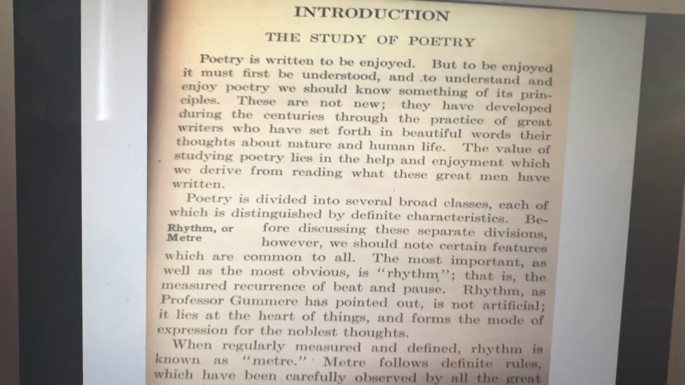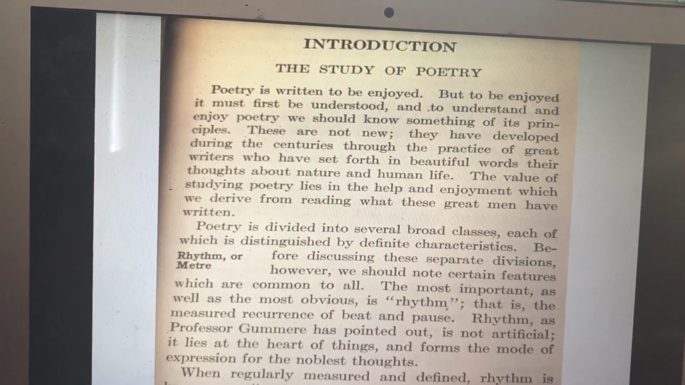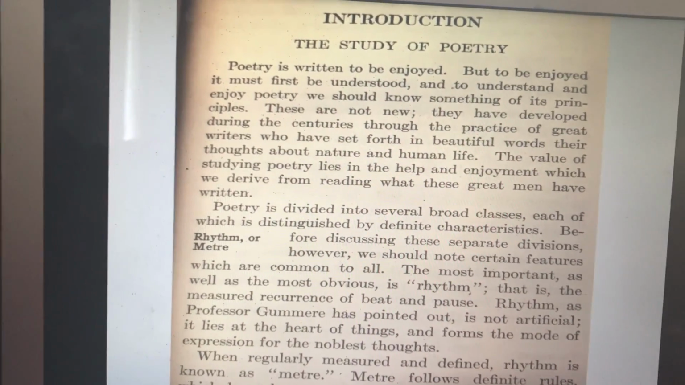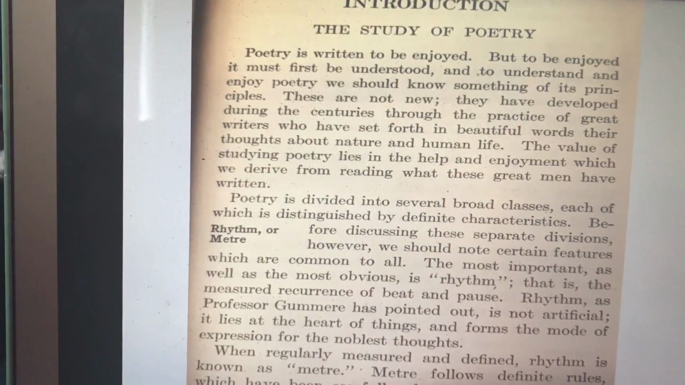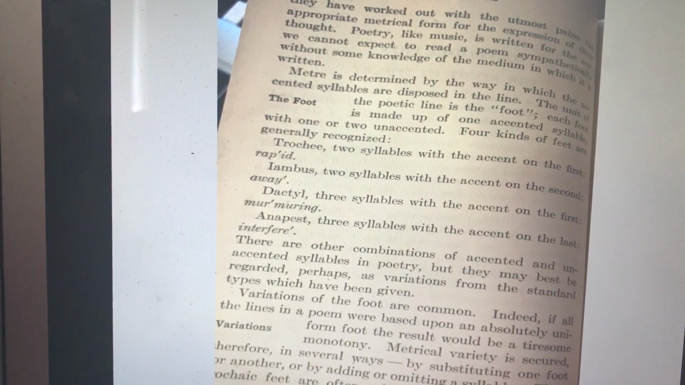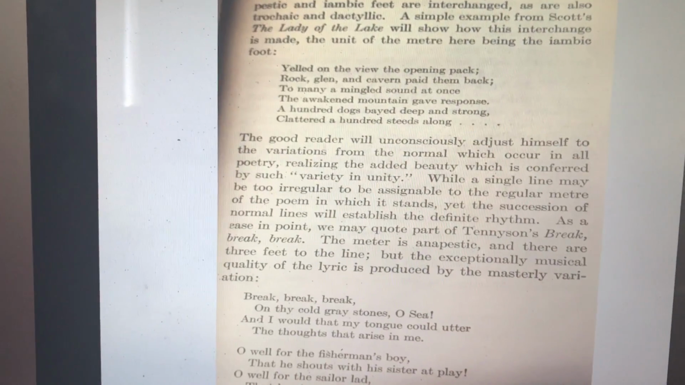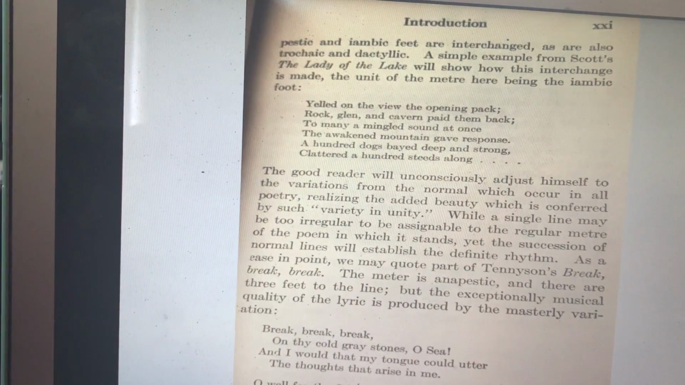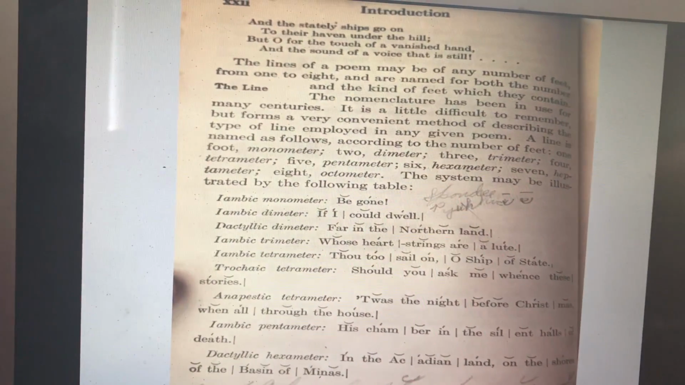The next part of the book goes into the introduction, and it provides information about the study of poetry. Here's where students will learn about rhythm, meter, the variations, the different types of figurative languages, along with information about what a sonnet is.